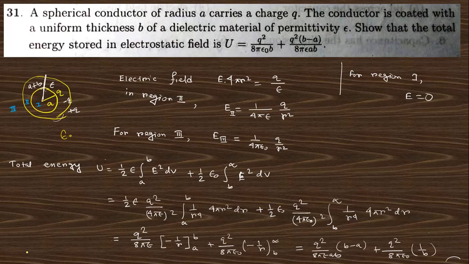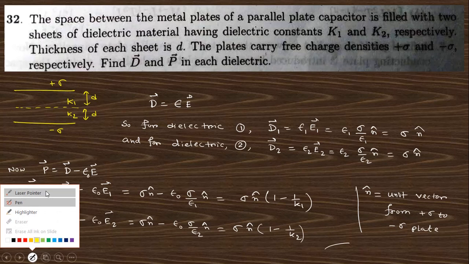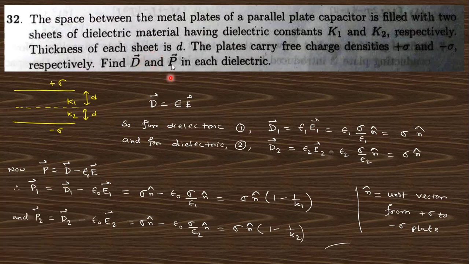So let's go to the next question, which says the space between the metal plates of a parallel plate capacitor is filled with two sheets of dielectric material having dielectric constants K1 and K2 respectively. Thickness of each sheet is D. This is D. This is D. The plates carry free charge density plus sigma and minus sigma respectively. Find the displacement vector D and polarization vector P. You know the displacement vector is related to the electric field like that: D equals epsilon E.